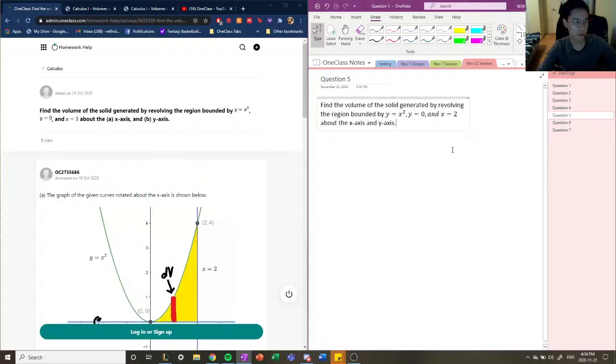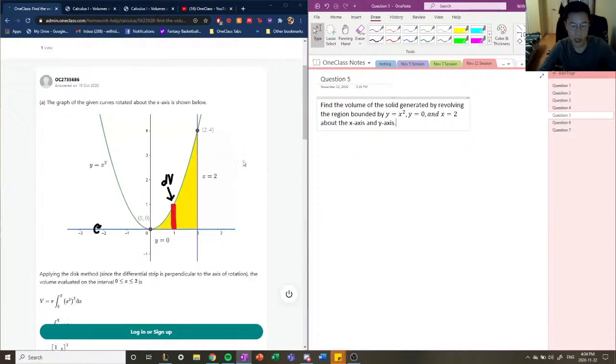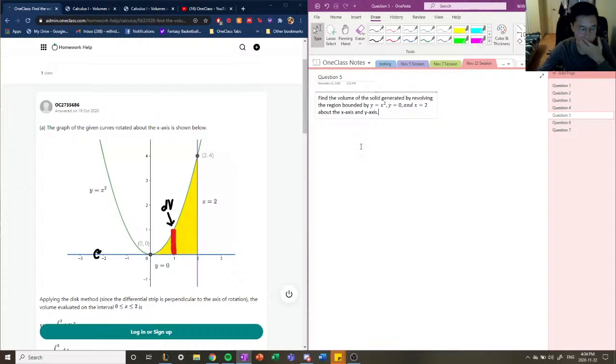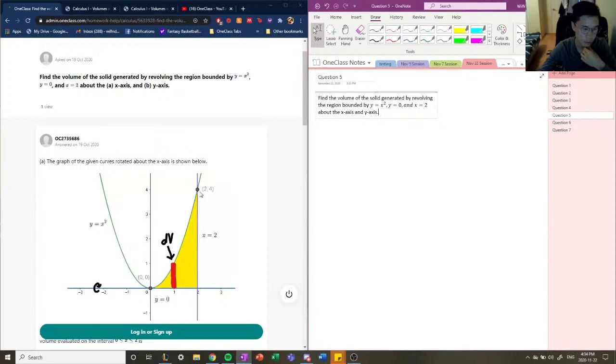All right, so the next question reads, find the volume of the solid generated by revolving the region bounded by y equals x squared, y equals 0, and x equals 2 about the x-axis and the y-axis, okay? So the junior tutor drew out this function and where the region is bounded. So I'll try to explain a little bit on how to calculate the solid that's generated by this. But first, we're going to graph out this function, okay?